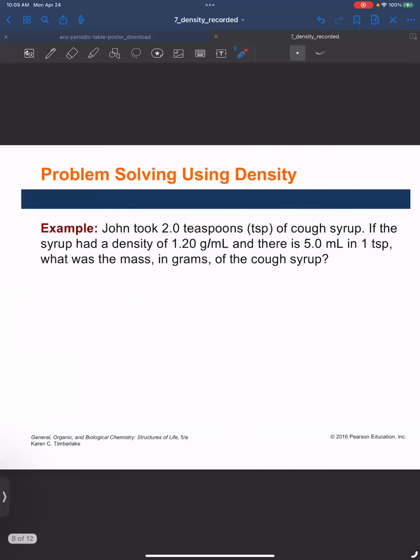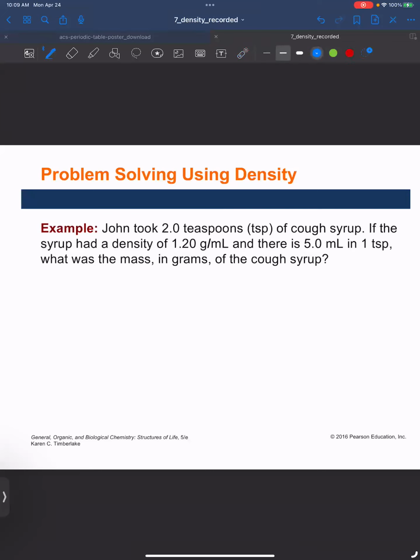So let's do an example together. John took 2 teaspoons of cough syrup. If the syrup had a density of 1.20 grams per milliliter, and there is 5 milliliters in 1 teaspoon, what was the mass in grams of cough syrup?